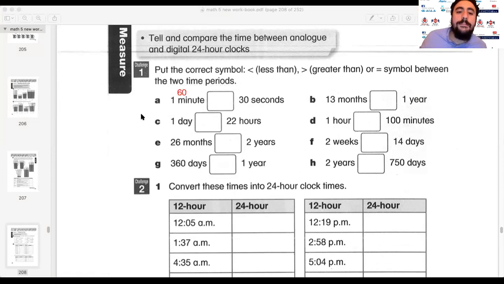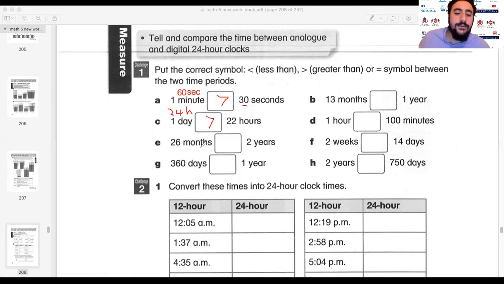So now I can compare between 60 seconds and 30 seconds, which is greater? Yes, of course, 1 minute is greater than 30 seconds. Thank you so much, Yusuf. What about you, Yusuf? 1 day or 22 hours? 1 day, yeah, because 1 day is 24 hours. So 24 hours is greater than 22 hours. That's obvious. Thank you so much.